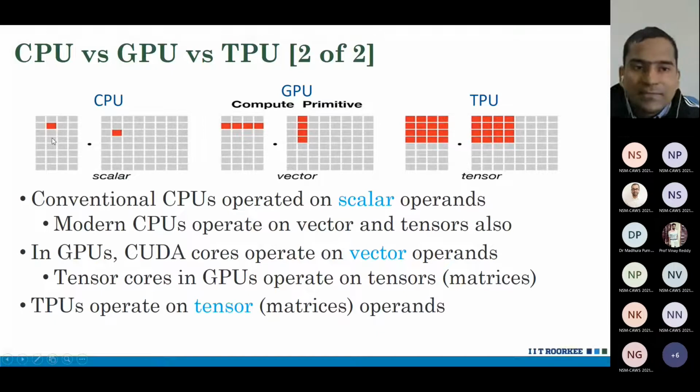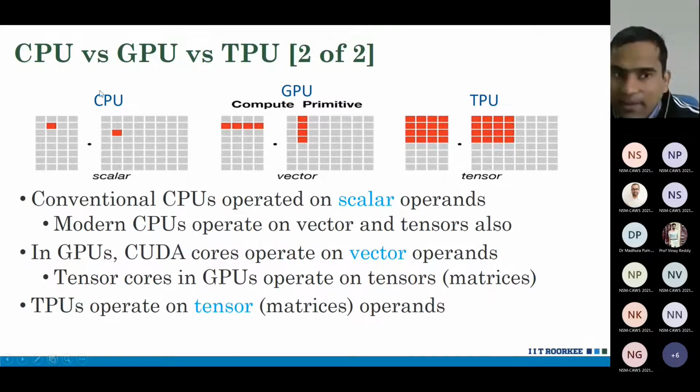Okay, so conventional CPUs operated on scalar operands. Of course, modern CPUs have all the vector extensions: AVX, SSE, AVX-512. I also heard something like 1024. And the most recent CPUs, if you see IBM's Power10 and Intel's Sapphire Rapids, they also have matrix extensions. That means you can directly multiply matrices. So that is very recent.